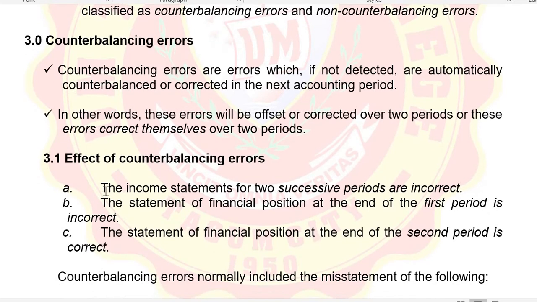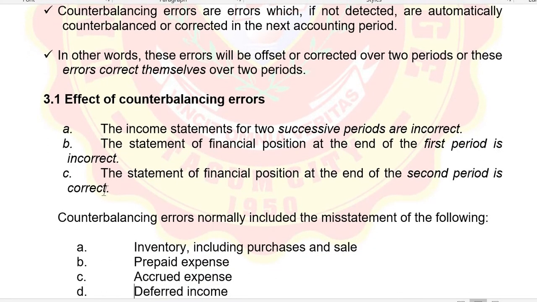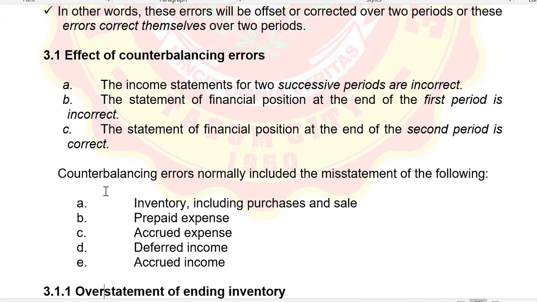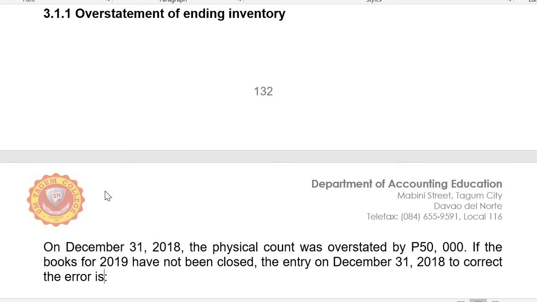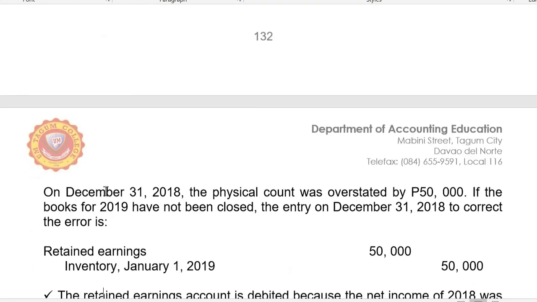So, counterbalancing errors normally include the misstatement of the following. So, ito siya. These are examples of counterbalancing errors. Inventory, including purchases and sales. These are counterbalancing. So, if ending inventory is understated, overstated, unrecorded purchases, and underrecorded sales, no, counterbalancing yun sila. Prepaid expenses, accrued expenses, deferred income, and accrued income. These are all counterbalancing errors. Okay? Say, for example, overstatement of ending inventory. Okay? Overstatement of ending inventory.